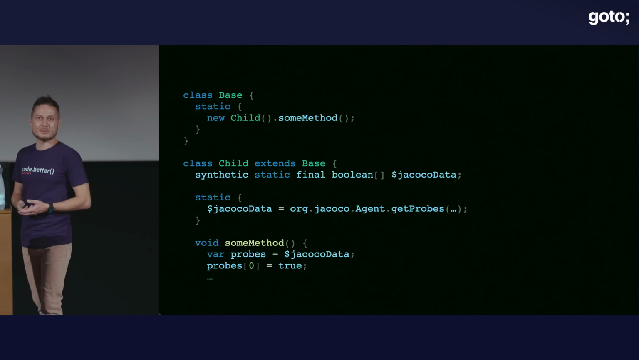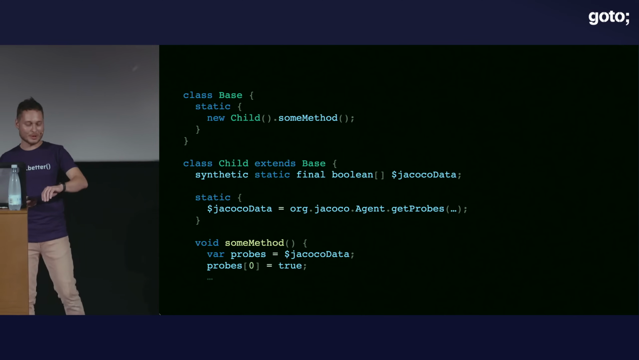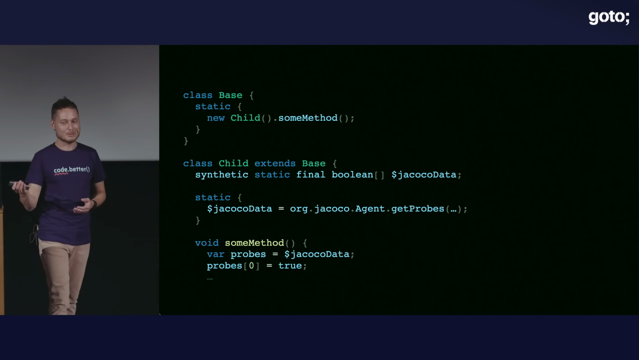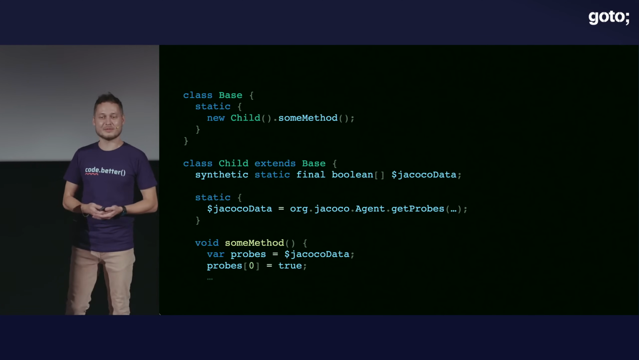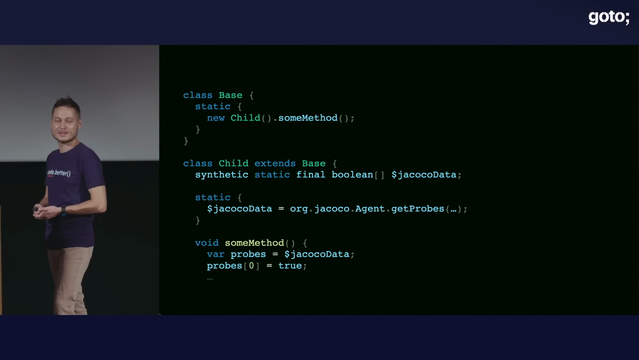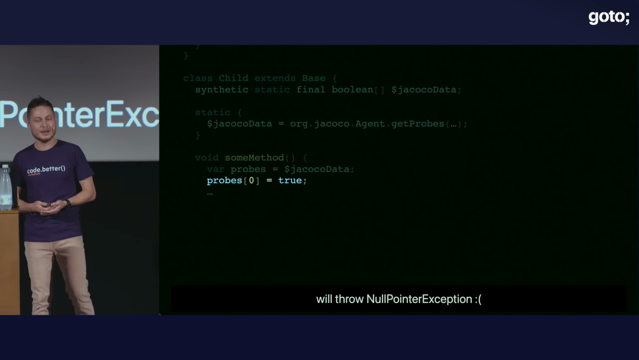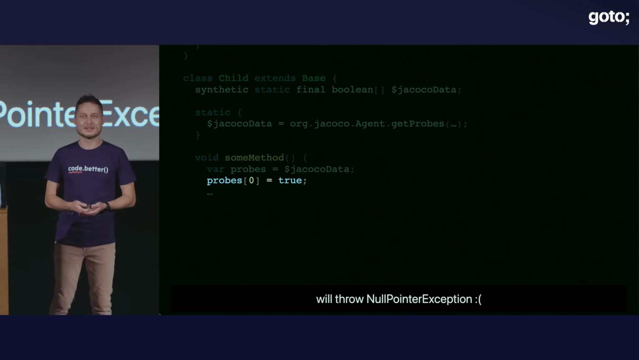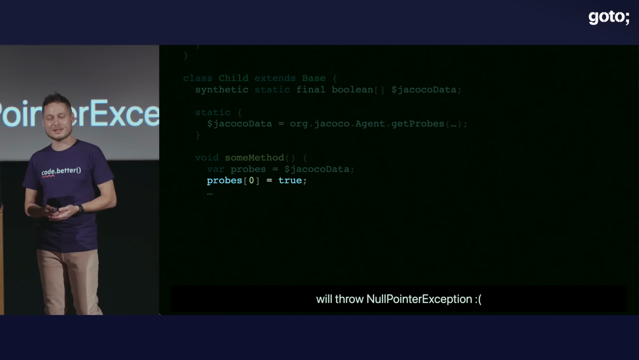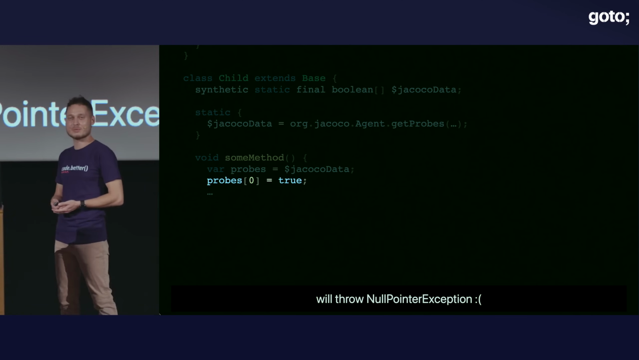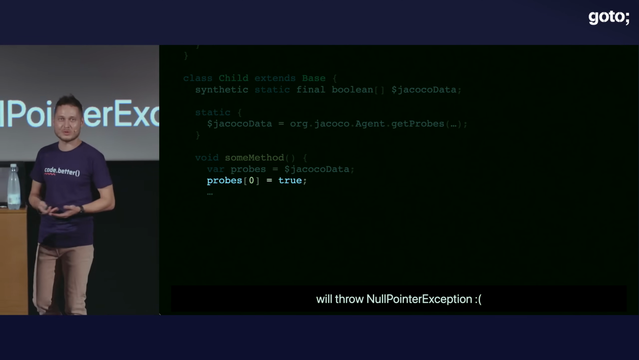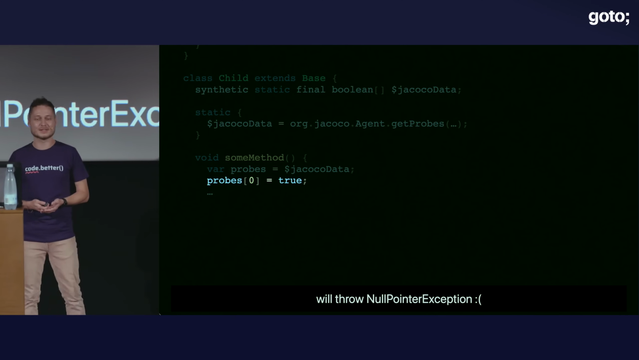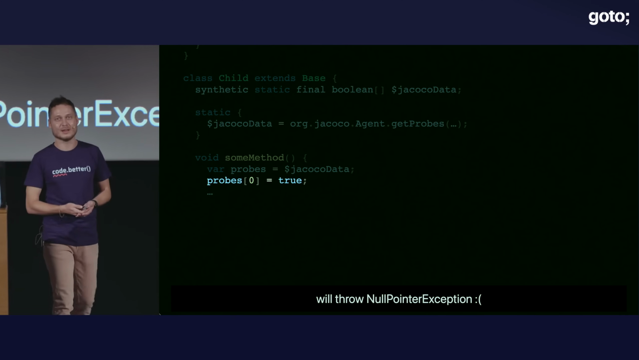We ask runtime, hey, can you give us array of props? And runtime returns it to us. We store it in the field, and then we use it from the field. It's exactly the same code. So here, when we try to write something while class is not yet initialized, we are going to get null pointer exception, because the default value for objects, for references, for arrays is actually null.